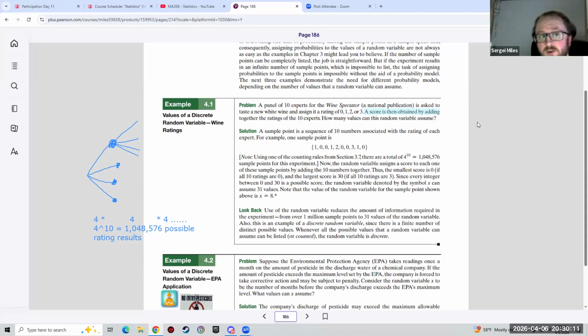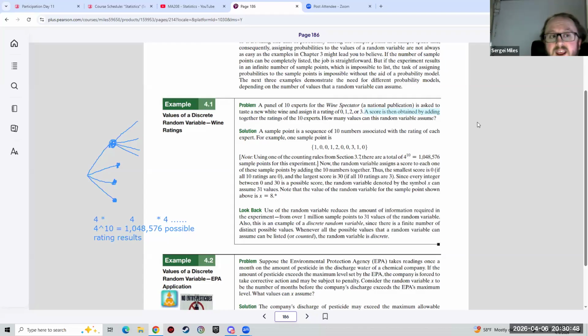Well, did the first judge give a 1 and the others were zeros? Or did the second judge give a 1 and the others were zeros? Or did the third judge give a 1 and the others were zeros? So on and so forth. To get a score of a 1, there's actually 10 different ways for that to happen. And so as a result, sure, I have these 31 different scores that can be given, but these different scores might have different likelihoods as they have multiple ways to occur. A score of 1 has many more ways for it to happen than a score of 0.